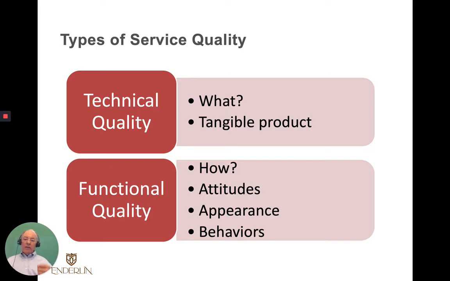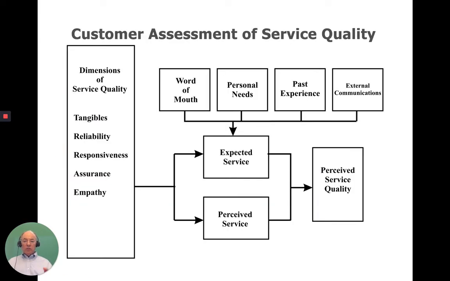And then the second part of it is the functional aspect, and that's how it works. So that's based on your attitudes, appearance, behavior, the people, if you will. You know, it's the interaction with the people that we're talking about here. That's the functional quality as opposed to the physical.